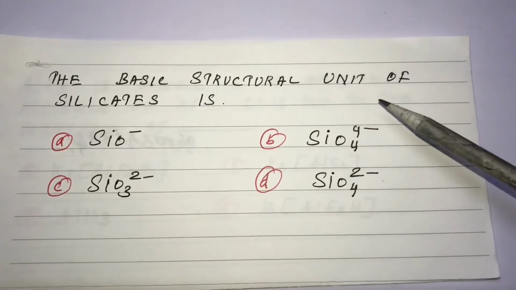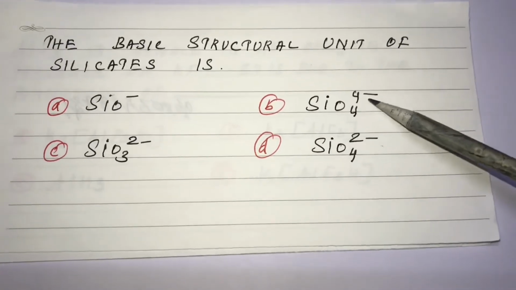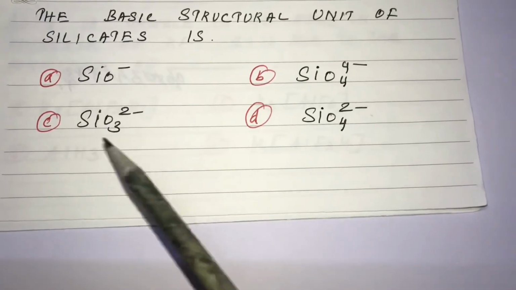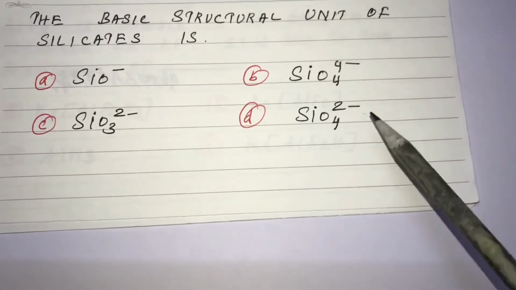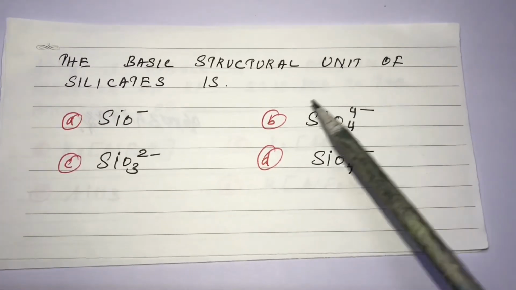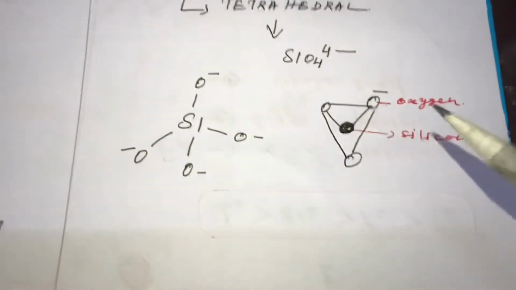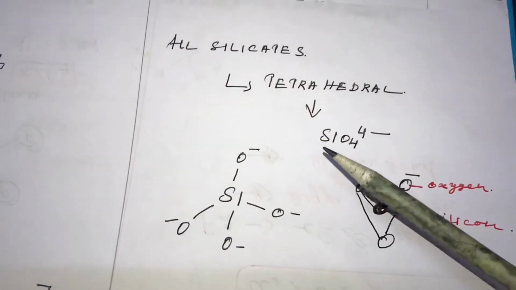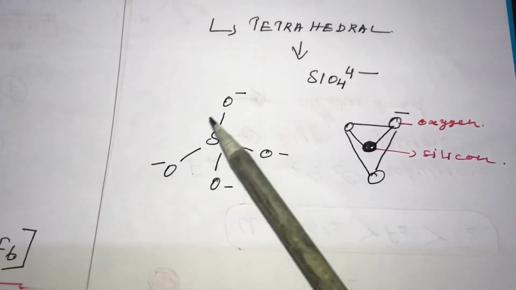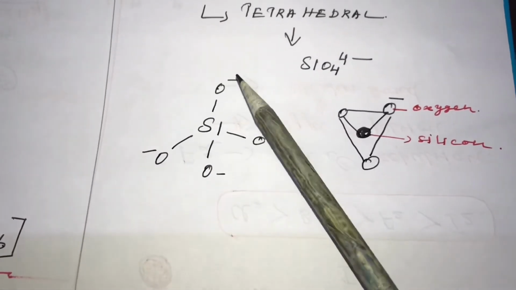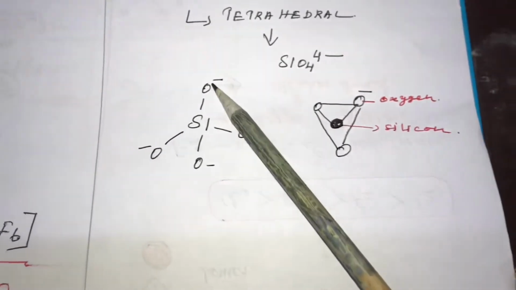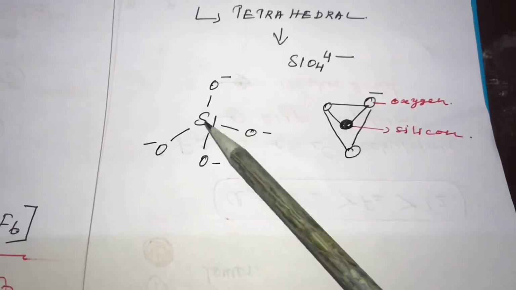Next one is, what is the basic structural unit of silicate? SiO minus, SiO4 4 minus, SiO3 2 minus, SiO4 2 minus. There are 4 choices given. The structural unit of silicate is SiO4 4 minus: silicon with tetravalency bonded to 4 oxygen. Here the negative charge is present on the oxygen, the electron which is not involved in the bond formation, giving the negative charge.